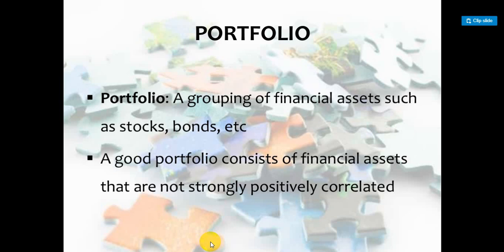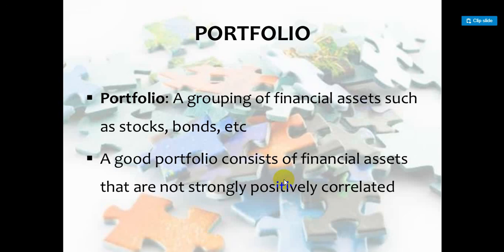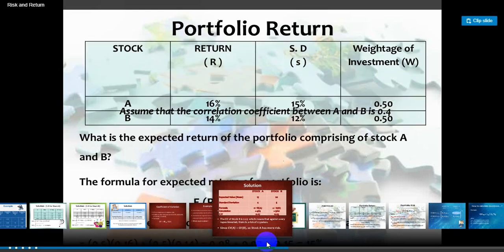So a good portfolio consists of financial assets that are not strongly positively correlated. So a good portfolio consists of different assets, as I said just now: stock, bond, debenture, gold, real estate and all. So it's a combination of financial assets that are not strongly correlated. There will not be much relationship between them. As I said, do stock and real estate have any relationship? No. So they are not positively correlated as such.